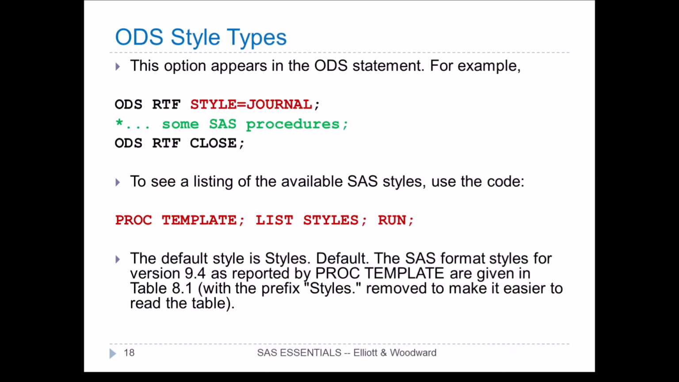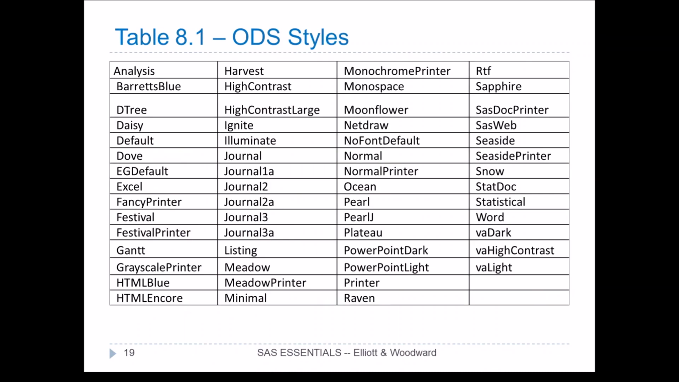You can see a listing of the available styles, and I would encourage you to do this on your own because it does change over time. I'm going to show you what it gave at the time of this recording, but it may change over time. So if I run this PROC TEMPLATE list styles and then run, I get this ODS styles table. And you can see there's a number of different styles, several different journal styles.